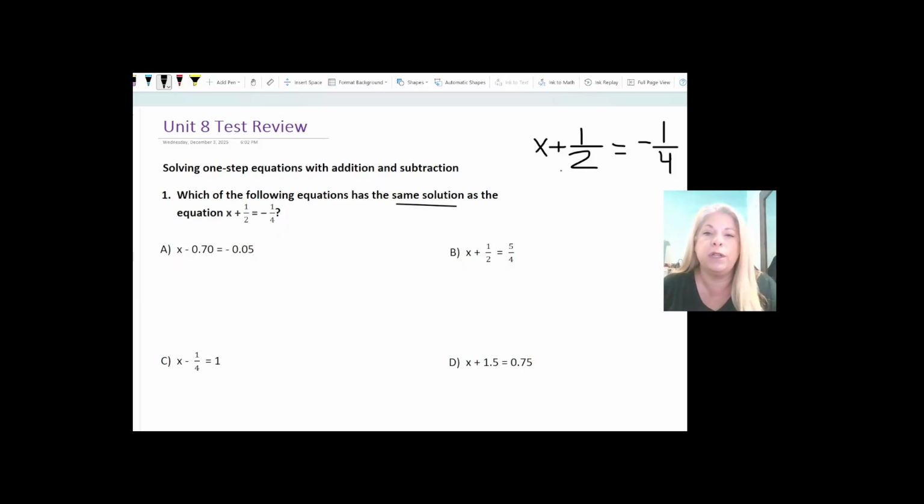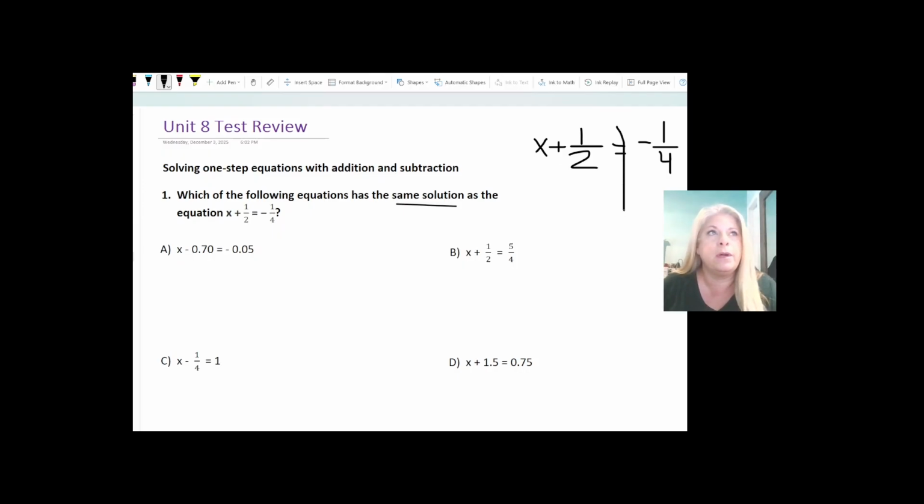So anytime we're dealing with equations, you have to be thinking about the inverse operation. And the inverse operation is the opposite operation, okay? So inverse means opposite. In this case, we're trying to get x by itself. That's how we solve equations. And we have a plus 1/2 next to the x. We want to get rid of this plus 1/2 by doing the opposite. So the opposite of addition would be to subtract, and we're going to subtract 1/2.